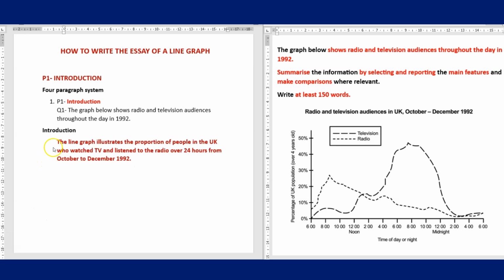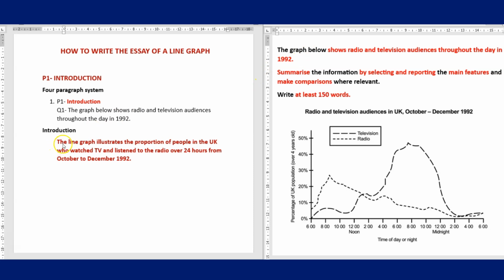So this will be our introduction. This is how we rephrased it. You can rewrite it in your own way, but make sure that the very idea of the question is not changed. Okay, so that's what you should know. So writing the introduction, you just have to paraphrase the question.